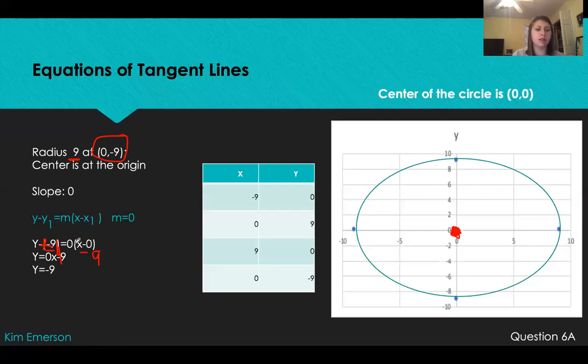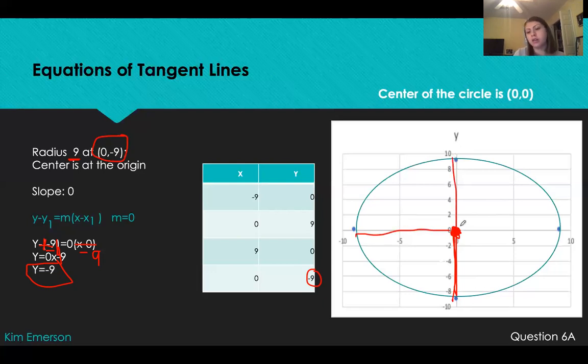So if we had 0, and we already know that equals 0, we're just going to end up with negative 9. 0x minus negative 9, which just gives us y equals negative 9. Right here. So let's go look at that. Y equals negative 9. So that means our radius is 9.